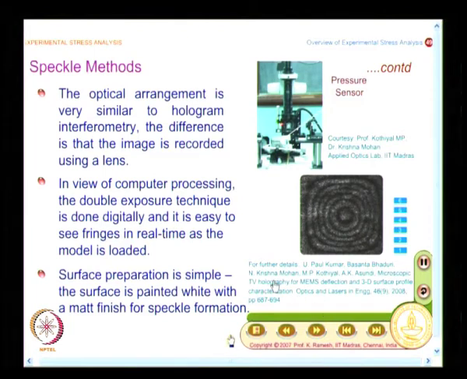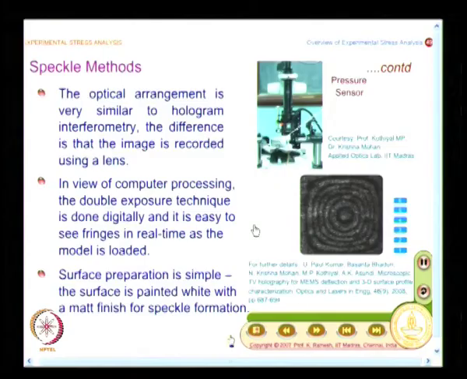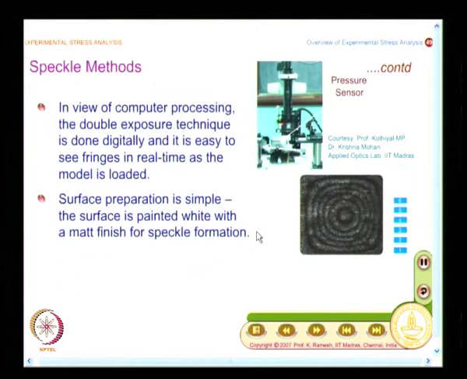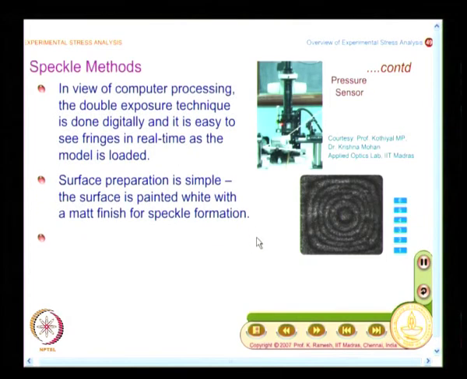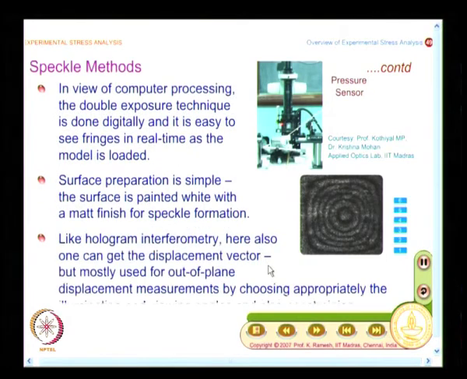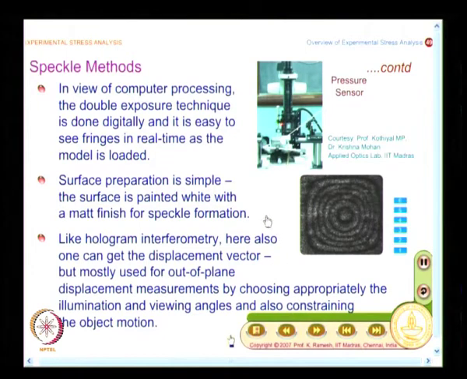And there is always a discussion in academic circles whether to label a method as speckle interferometry or holography. This debate is on, they have called it as TV holography here, 3D surface profile characterization and so on. So, this debate is always on. And in speckle interferometry also you can get the displacement vector.